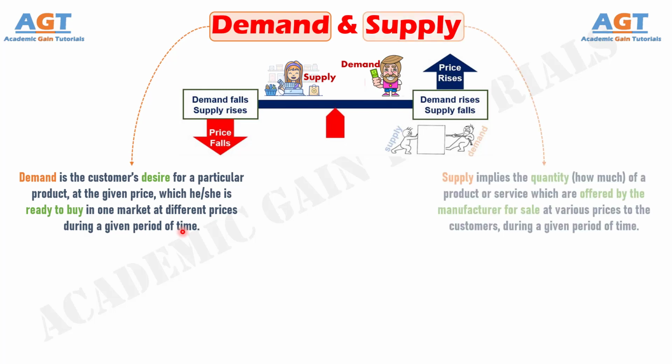On the other hand, supply implies the quantity, or how much, of a product or service which is offered by the manufacturer for sale at various prices to the customers, during a given period of time. When demand rises, there is a shortage in the supply, and when supply is enough, the demand falls short, so there is an inverse relationship between these two elements.